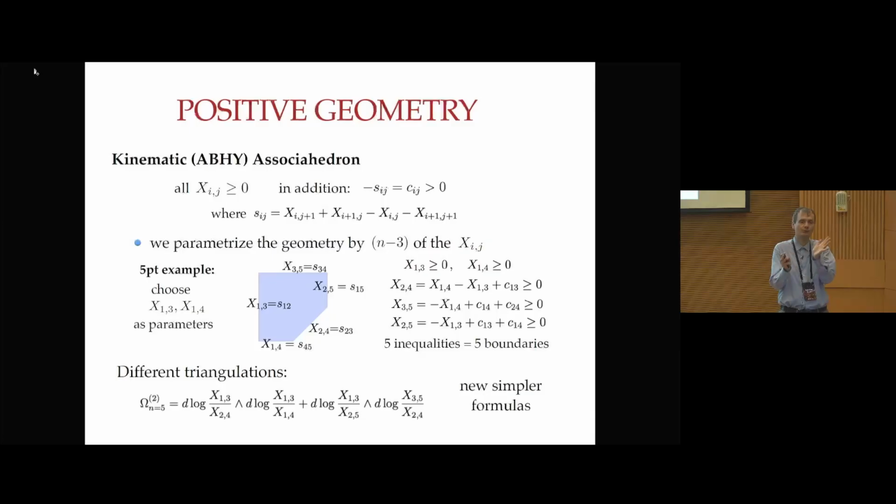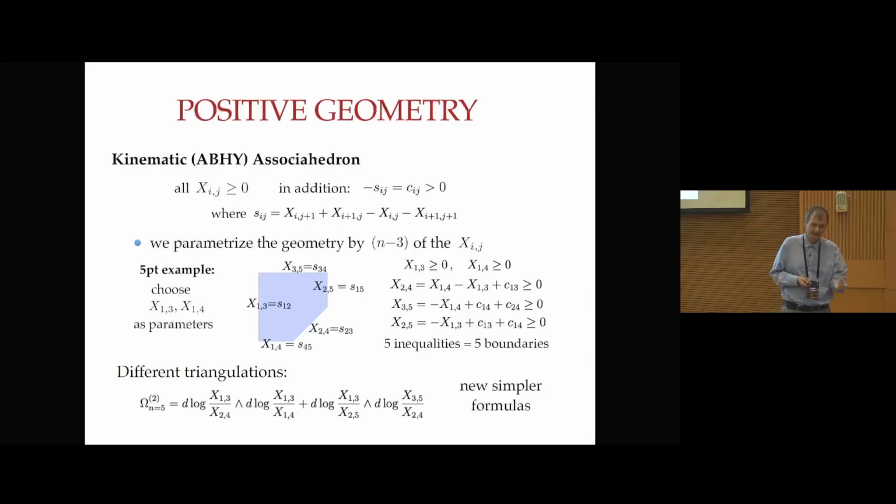This is like xy, when we did this example of the triangle and quadrilateral. And now these cij's are just numbers, they are just parameters. So we get 5 inequalities for x13 and x14. They are positive, but then they also satisfy some other linear conditions. And if you draw the space, this is exactly the pentagon. And that's the 5-point associahedron. So we have 5 inequalities, 5 boundaries. And x13 and x14 are kind of the axes in this space.